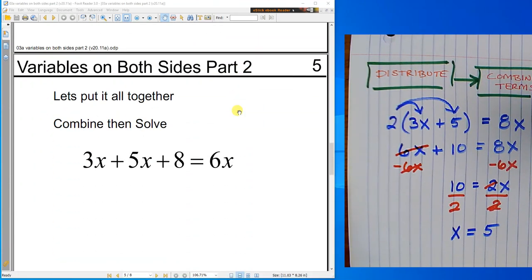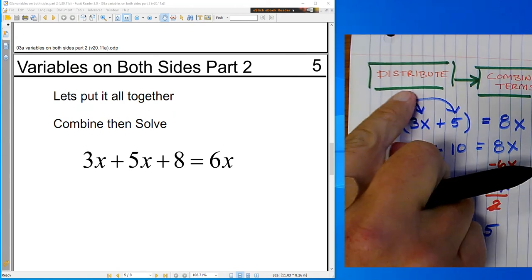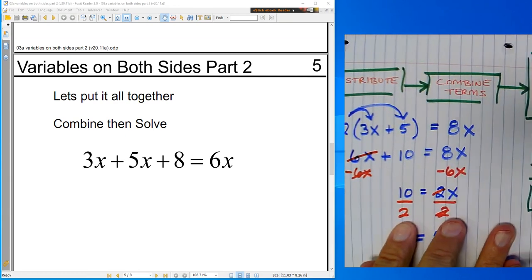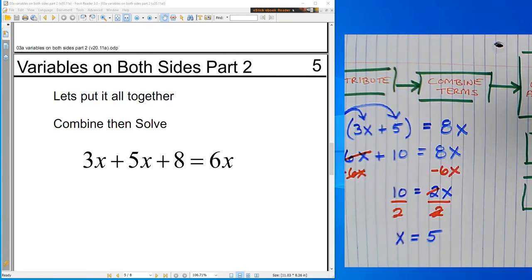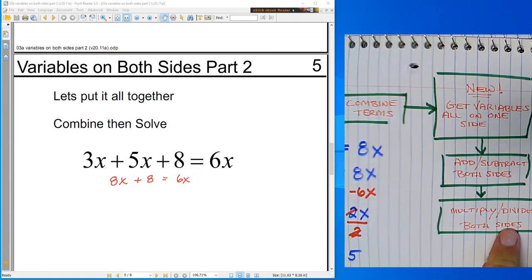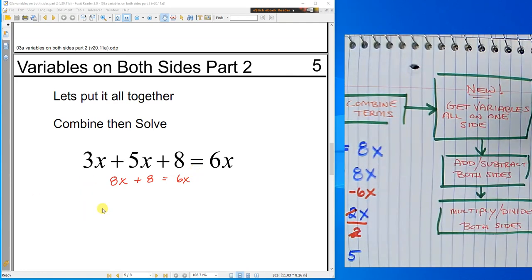Okay, let's do this one. We'll come back to the notes in a moment. Distribute. There's no distribution. Combine terms. Well, I can combine terms. I have a 3x and a 5x that can combine to become an 8x. Get the variables on one side. Okay, let's take the 8x minus 8x minus 8x. So 8 equals 6 minus 8 is negative 2x.